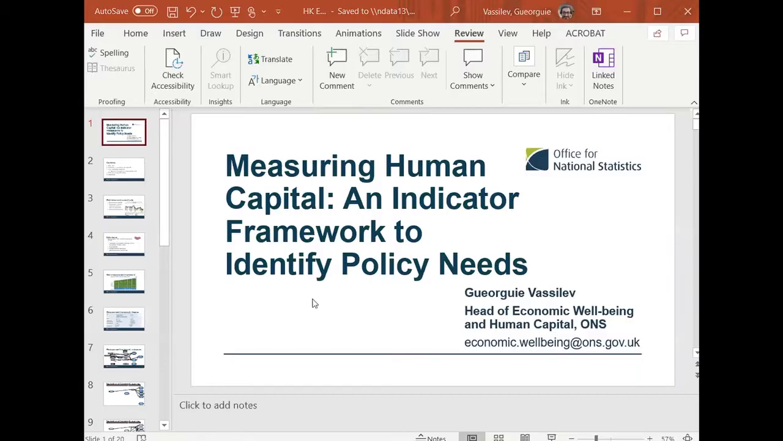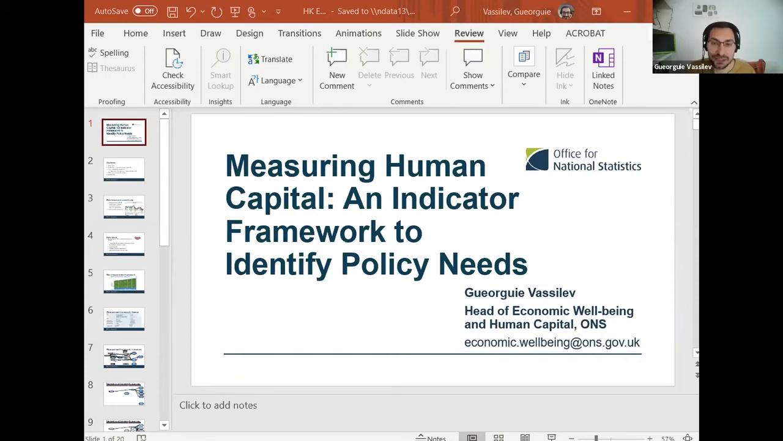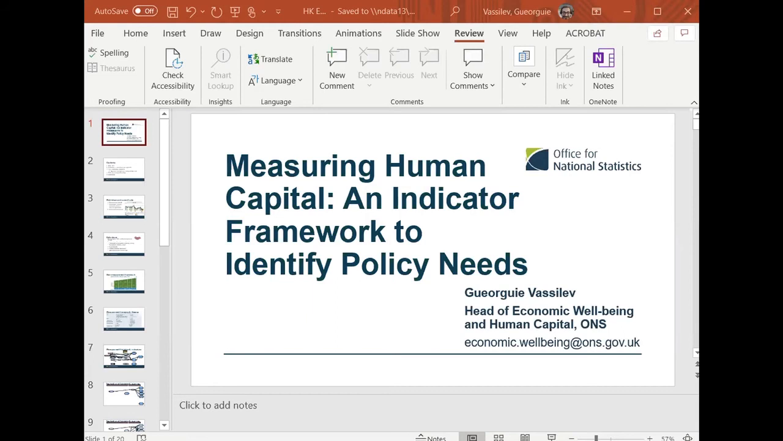So I will just look to share my screen now. Just checking if people can see that. Yes, we can see it. It needs to be on full view though. Yes, that's great.